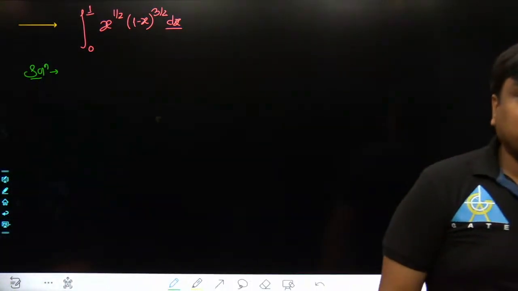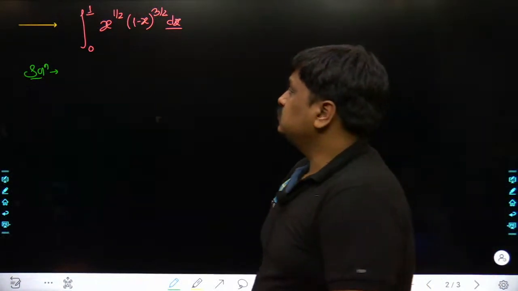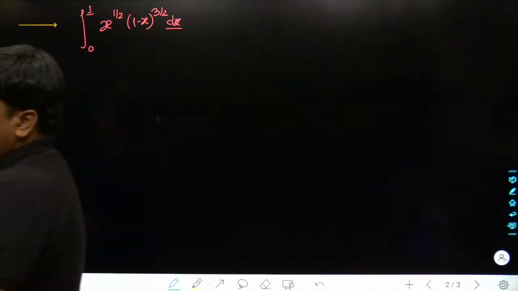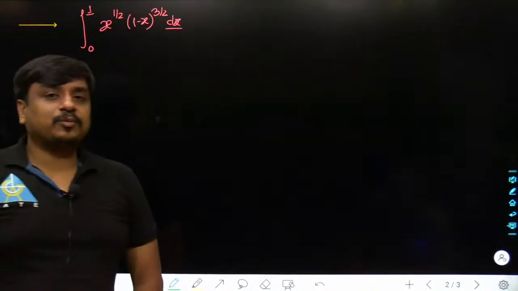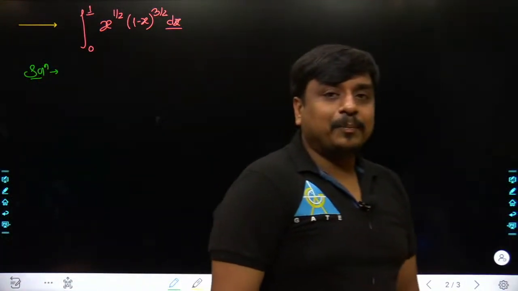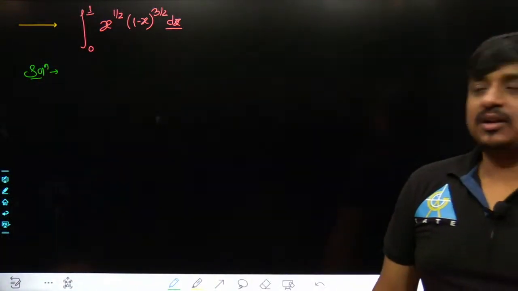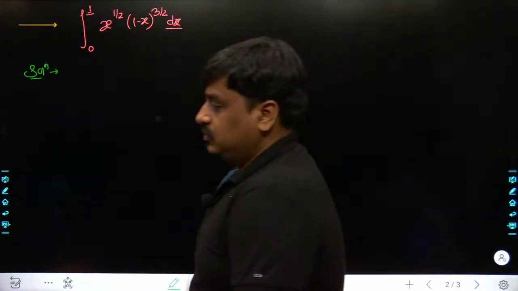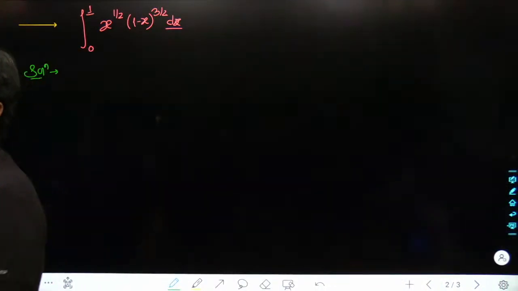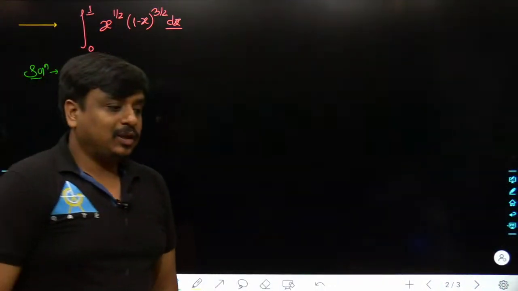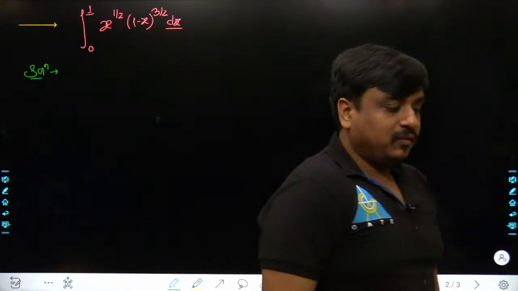This problem should not take more than 40 seconds. Still, I have given 1 minute to solve this problem, and you have to reply the answer over the live chat. So at least I'll have a fair idea whether you guys are able to follow me or not. Tell me what would be the best answer for this given problem.